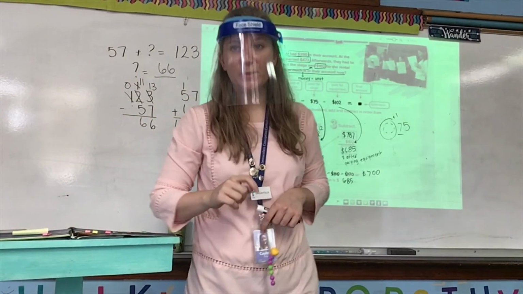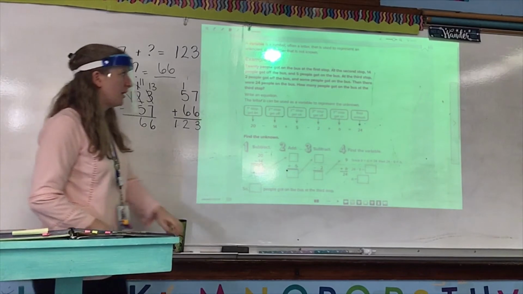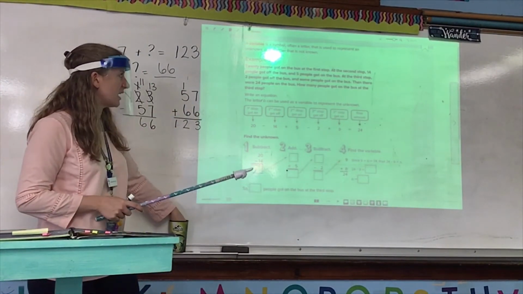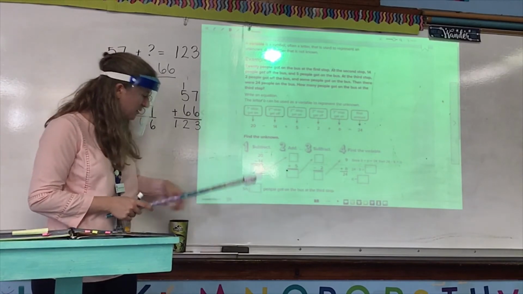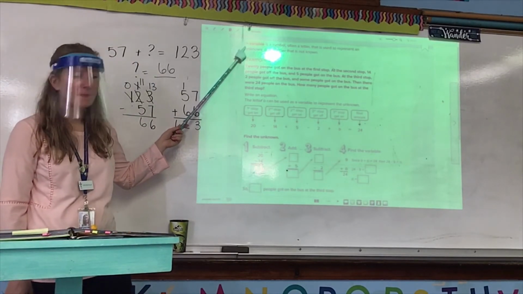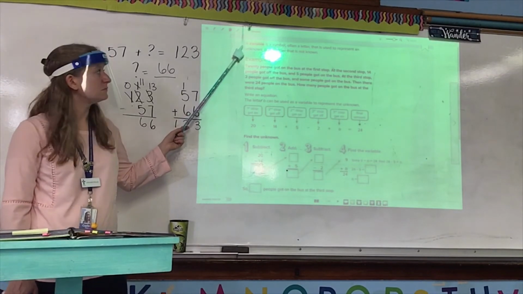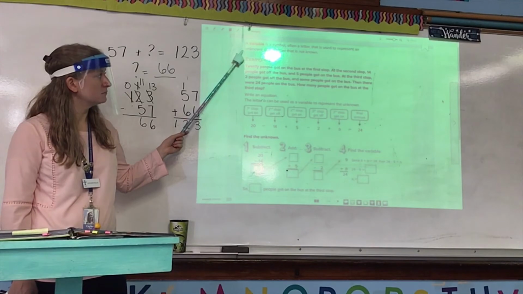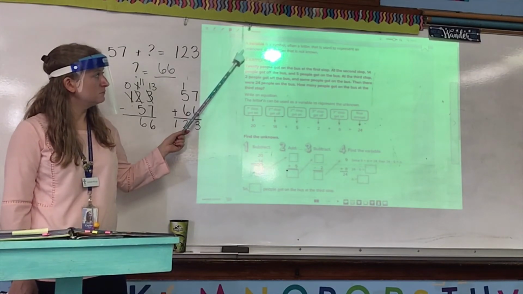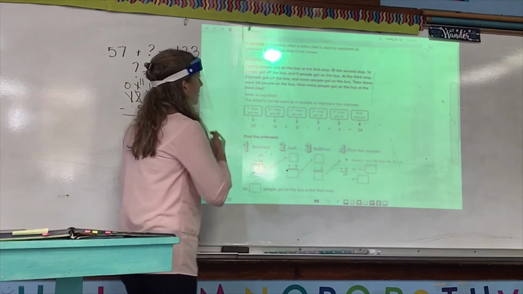Helper number 2, please sanitize, erase, sanitize. Okay. Read these sentences at the top of the page, Smith. Or this sentence, it's only one.